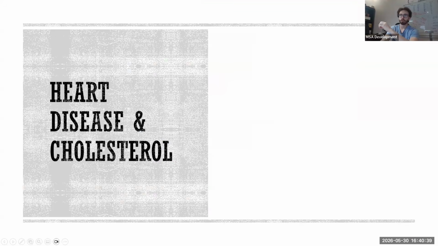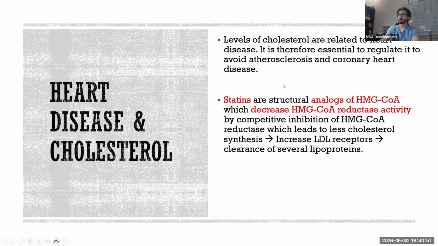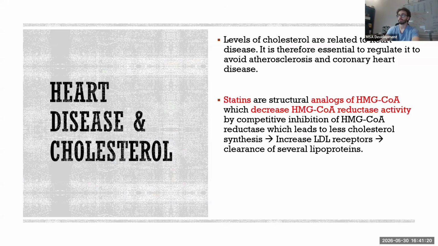Now we're going to talk about how cholesterol could lead to heart disease. Levels of cholesterol are related to heart disease. The more cholesterol we have, the more chances of heart disease. But we have to regulate the cholesterol levels. How? A lot of medications, we're going to talk about them all, but the most important medication is statins. What are statins? They are analogs of HMG-CoA. They are similar to HMG-CoA, اللي هم this. What do they do? Since they are similar to HMG-CoA, هذول statins competitively bind to HMG-CoA reductase, leading to its inhibition, meaning we won't have a lot of mevalonic acid, so not a lot of cholesterol will be synthesized.